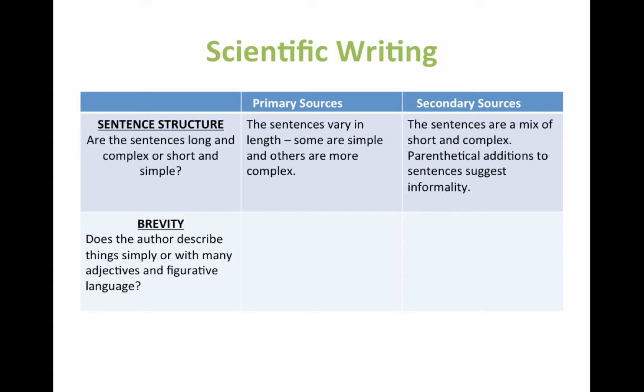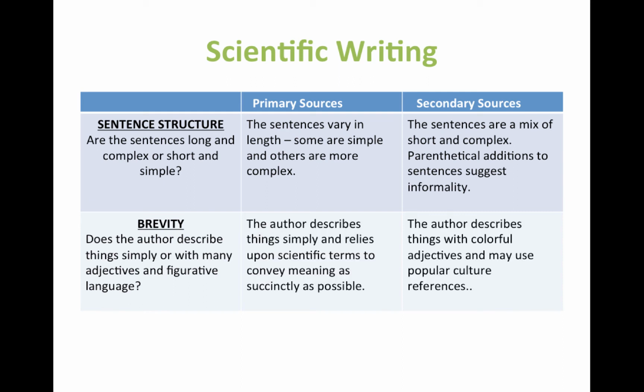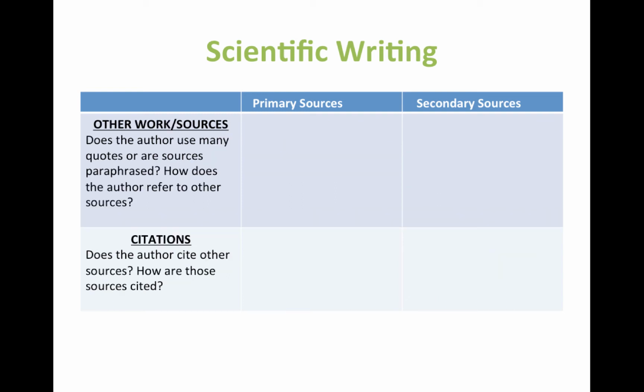Brevity. Does the author describe things simply or with many adjectives and figurative language? In primary sources, the author describes things simply and relies upon scientific terms to convey meaning as succinctly as possible. In the secondary sources, the author describes things with colorful adjectives and may use popular culture references.